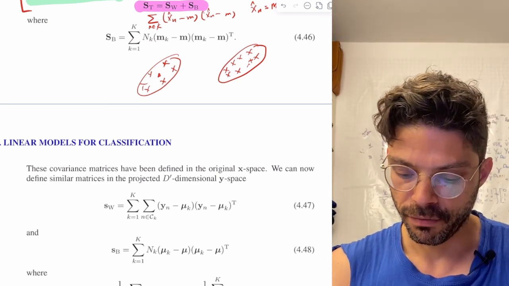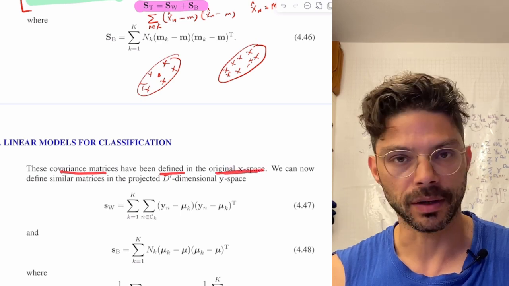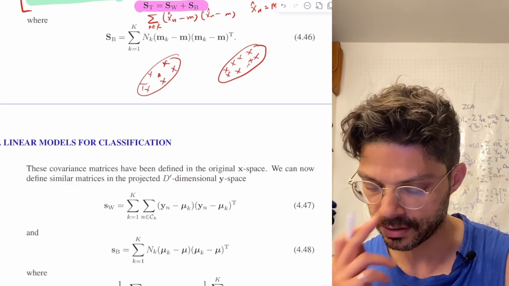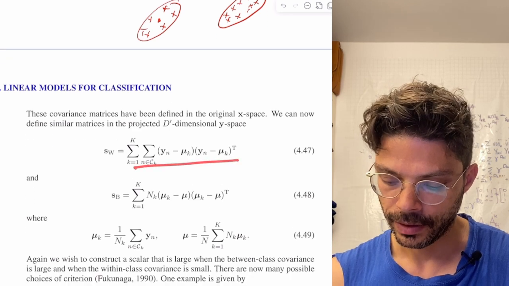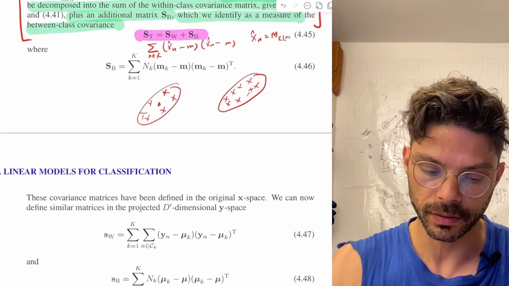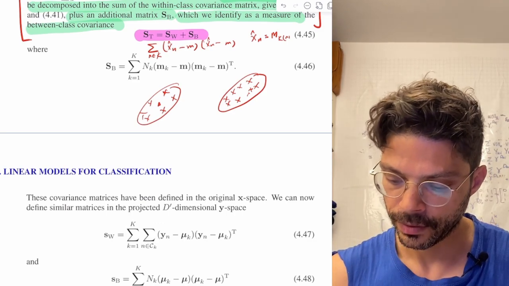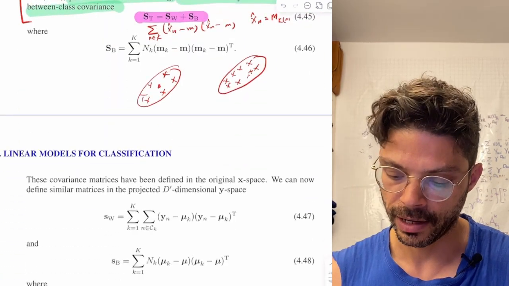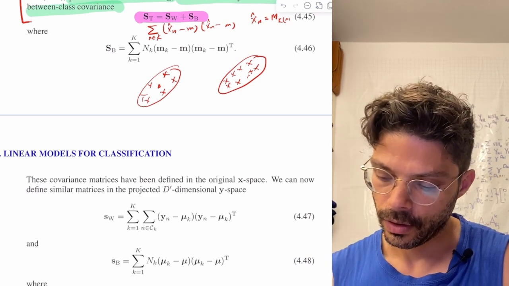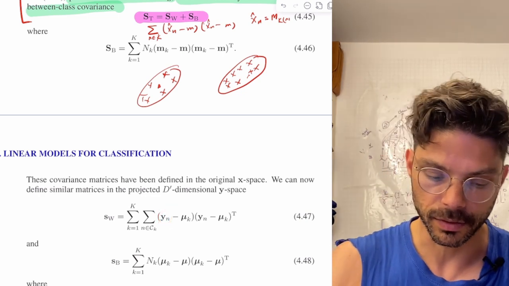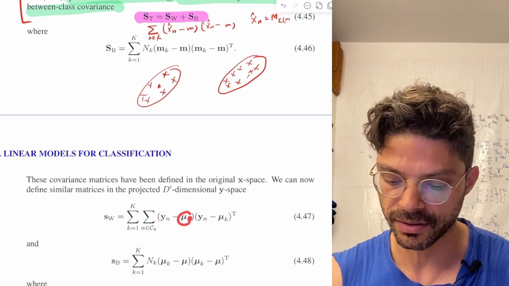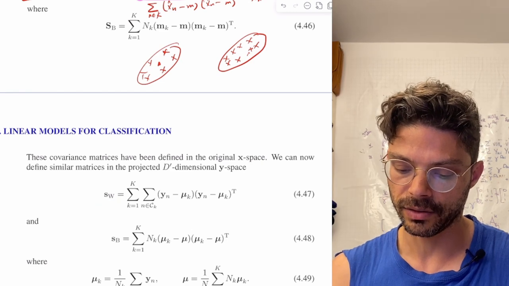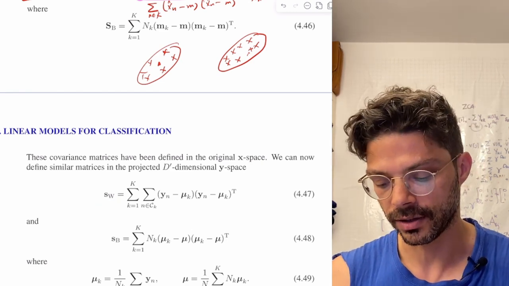These covariance matrices have been defined in the original X space. We can now define similar matrices in the projected d-dimensional Y space. We just project those things down exactly the same way. All we've done is replace all of these x's with their projections with that W matrix, so x of n has gone to y of n, those means have gone to the means of the projections, etc. So this is the within class covariance of the projected data, and this is the between class.